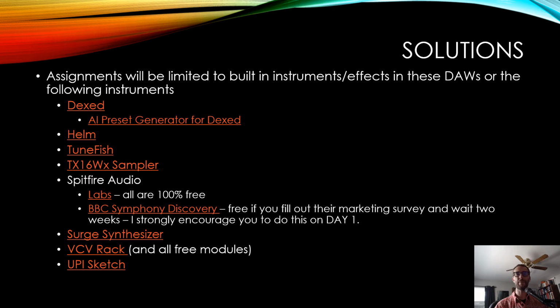It's a big download. And then for traditional instruments, they have BBC Symphony Discovery. It costs $50, or you can get it for free if you fill out their marketing survey and then wait 2 weeks. And yes, they are very clear. It is 14 days you have to wait, and then they will send you a link to download the full version. I strongly recommend that you do this on day 1. It is a great sample library. It's not as powerful as the full version of BBC Symphony Pro or EastWest or Vienna Symphonic, but it's really good for free.